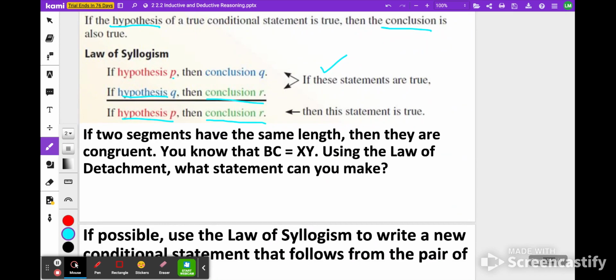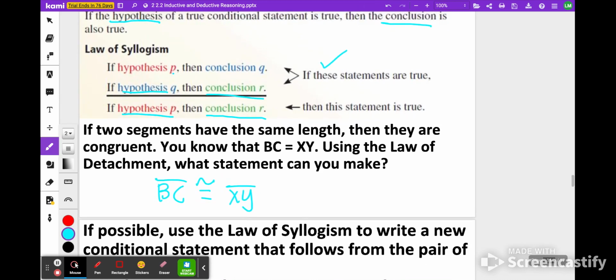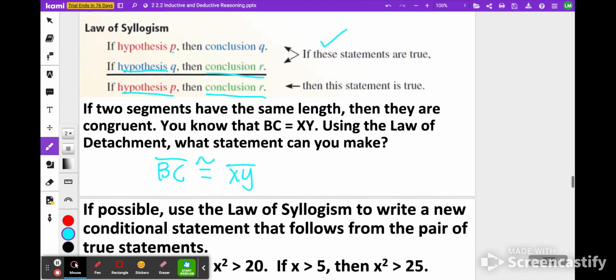It says for the first one, if two segments have the same length, then they are congruent. You know that BC is equal to XY. So using the law of detachment, what statement can you make? Well, BC equals XY, so that means BC is congruent to XY. This is the law of detachment, because if you go back up here and reread that definition, this is a true conditional statement. The conclusion will also have to be true. Those are just straight hard facts, okay?